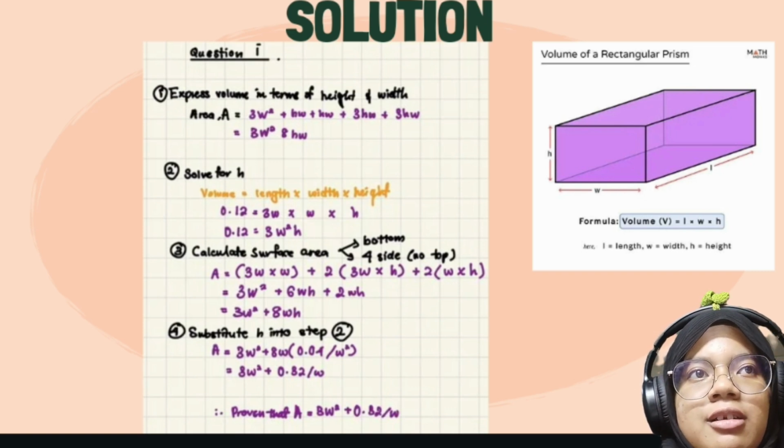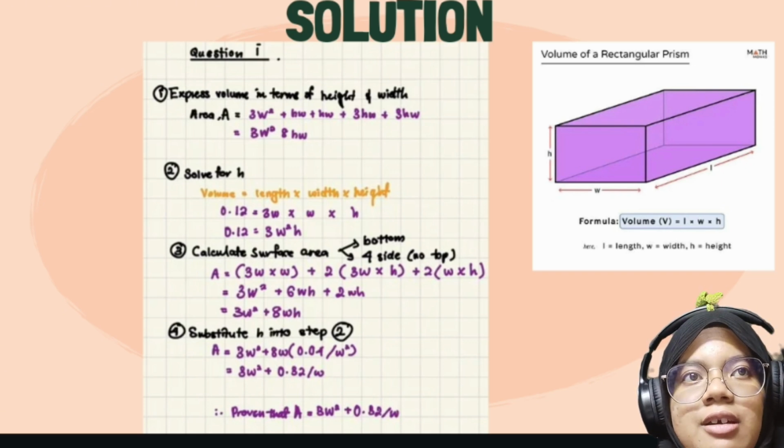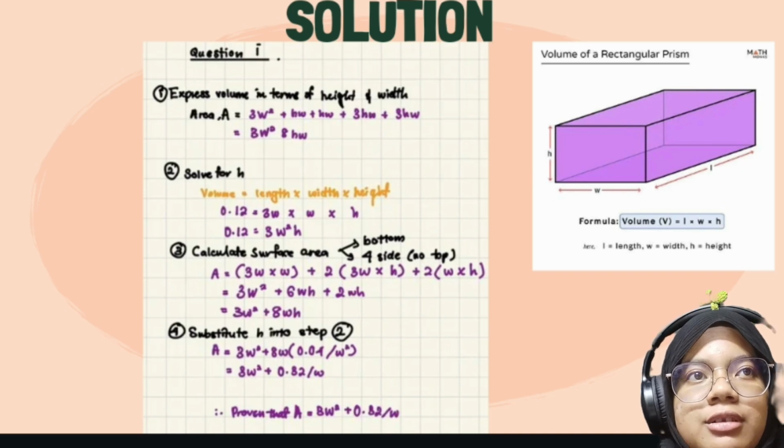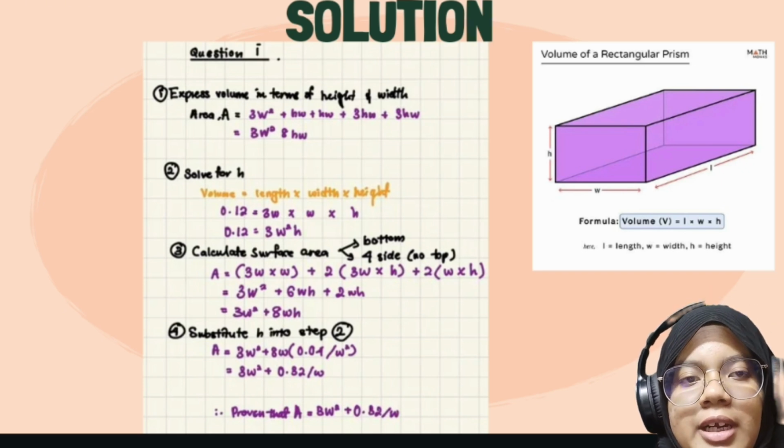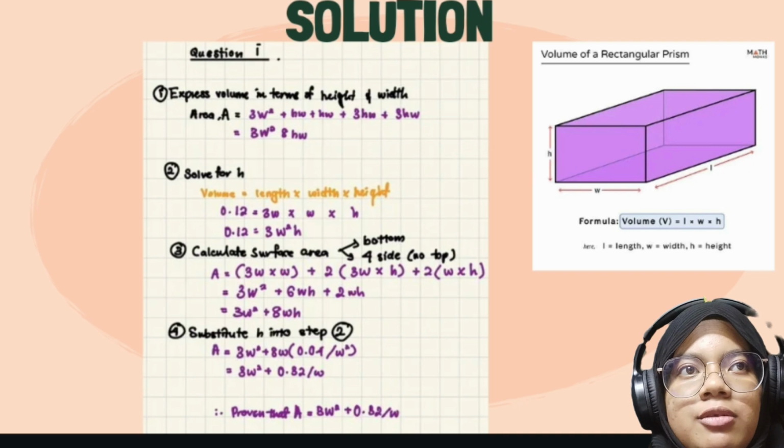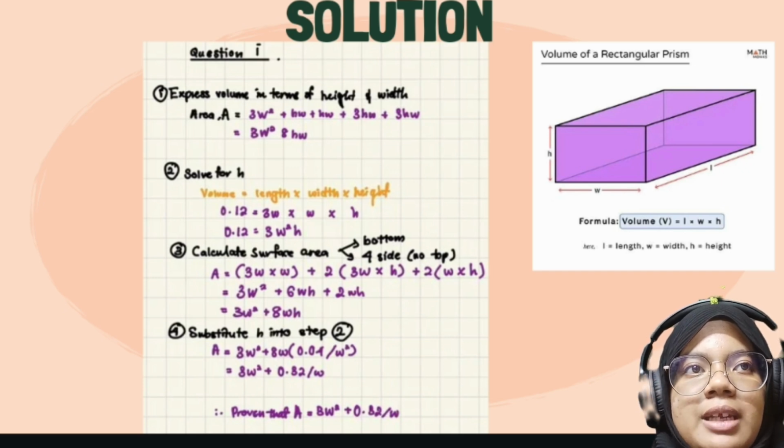For an open-top rectangular container, the surface area is the sum of the areas of the bottom and the 4 sides. We can express this as A = LW + 2LH + 2WH. And then we substitute our known values. We should get A = 3W² + 2(3W)(0.04 divided by W²) + 2W(0.04 divided by W²). This should simplify.